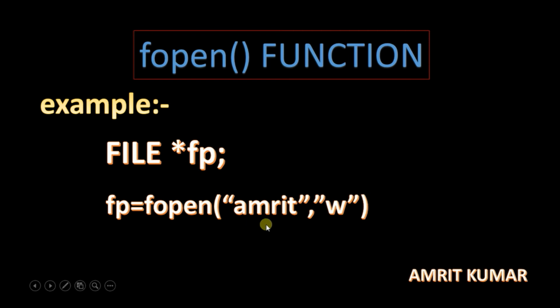I am creating it, and I have given the file name Amrit, comma, and the writing mode. The mode is writing mode because we use w here. If we use r here, it means reading mode. If we use a here, it means appending mode. So I am writing a file whose name is Amrit. This is how you can open a file using a file pointer.